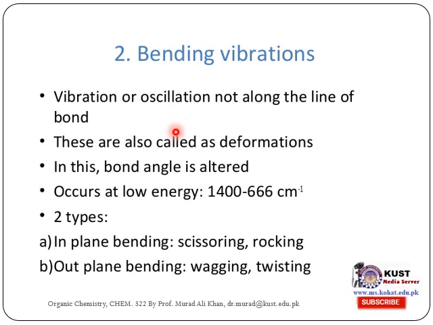They are comparatively low energy vibrations, and these occur from 1400 to 666 per centimeter. The bending vibrations are also of two types. One is in-plane bending, that is scissoring or rocking, and the other is out-of-plane bending, that is wagging and twisting. The twisting we have seen in the previous slide. We will see the others.